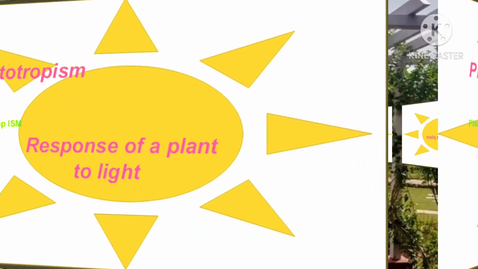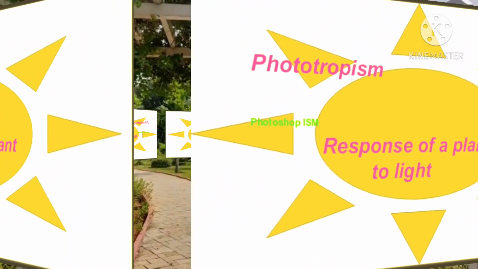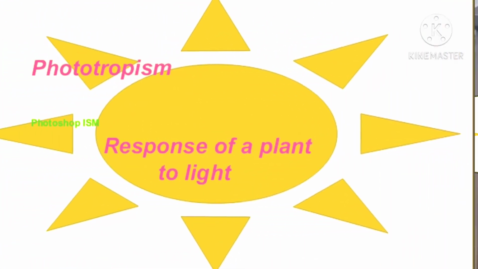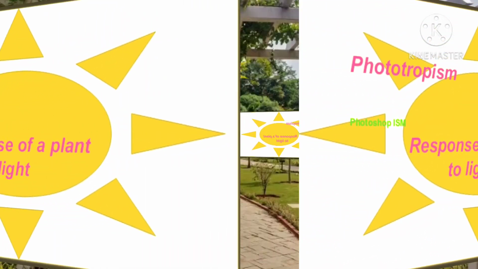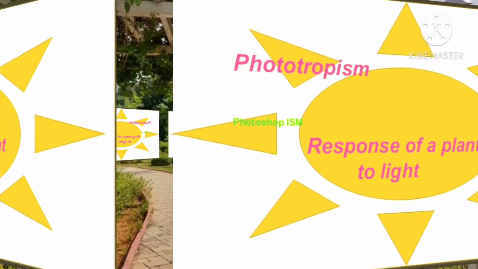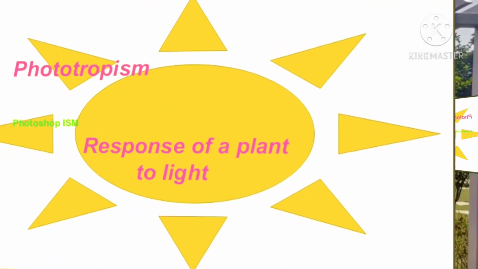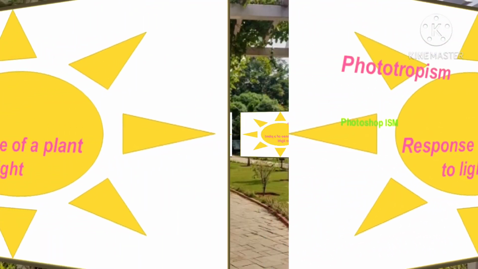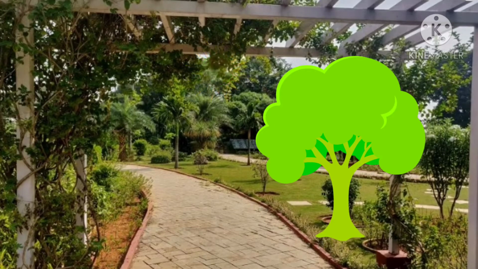We observe the growth of the plant near the window. The shoots of the plant are bending towards sunlight. Such a response of a plant to light is called phototropism. Do you know the meaning of photo? Yes, you are right. Photo means light and tropism means movement. Phototropism means response of a plant to light, or movement towards the light.